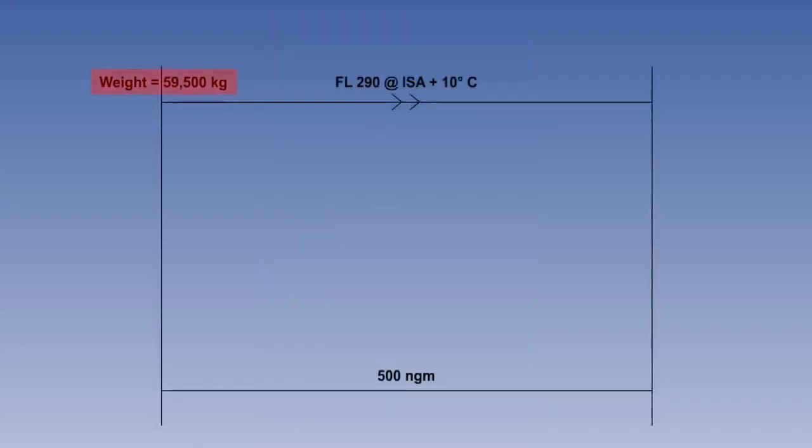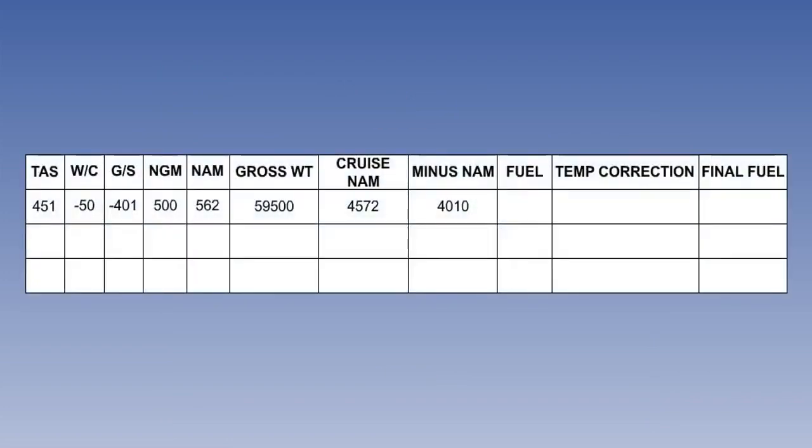This puts us at this point on the diagram, with a potential range of 4,572 nautical air miles. But we are going to fly 562 nautical air miles, which means that when we get to the end of the leg, we shall have enough theoretical fuel left for only 4,010 nautical air miles. We'll put this onto our table.